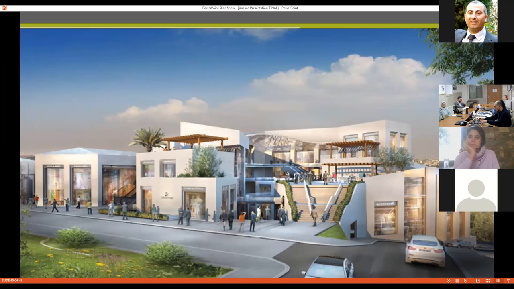The other thing we should think about is that we are going to build a commercial center in this area. What about the shops in Star Street and other streets in this area? We are going to kill those commercial shops and the economic status of local people.